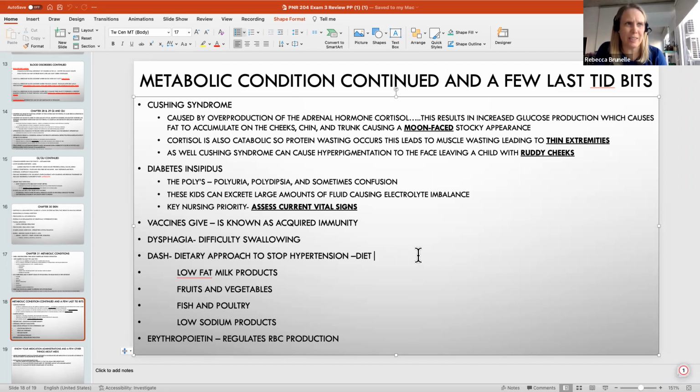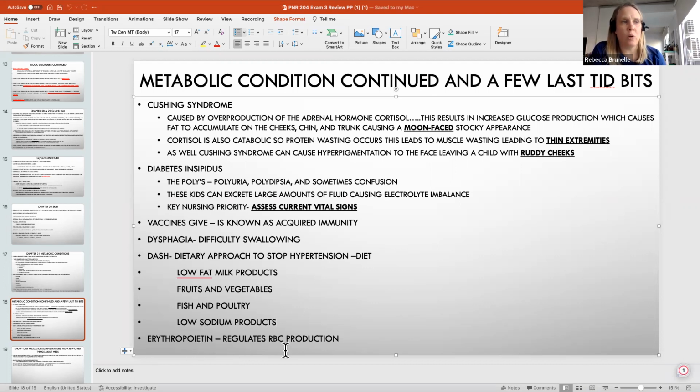And there's the DASH diet, which is a diet to help control hypertension. We talked about in kids, if they have high blood pressure or high cholesterol or they're overweight, you start with dietary modification before you start adding in medication. So low fat milk products, fruits and vegetables, increase in fish and poultry, and low sodium products. These are all part of the DASH diet. You would think about this in a kid that was hypertensive or had high cholesterol.